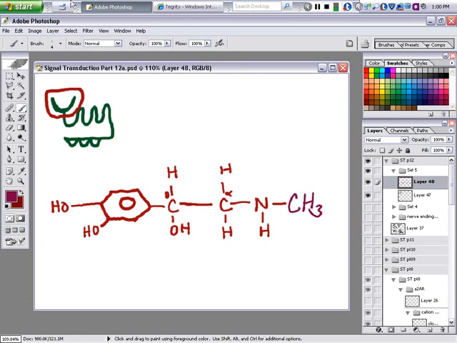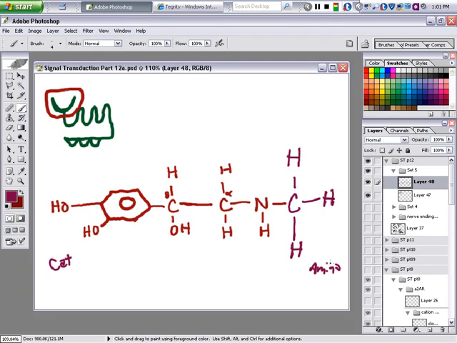Now this is the reasoning. This is what I want you all to think about. Which one of them is bigger? I'm going to erase this and put my CH3s. Here we have the left side, and this is the right side. Or we can call it the catechol end and the amino end.